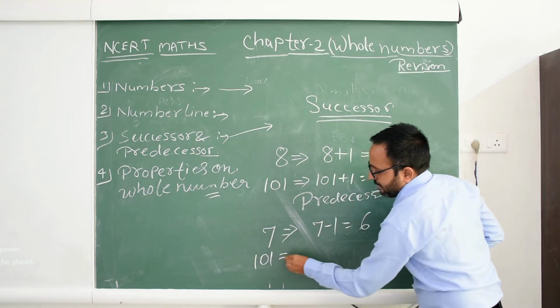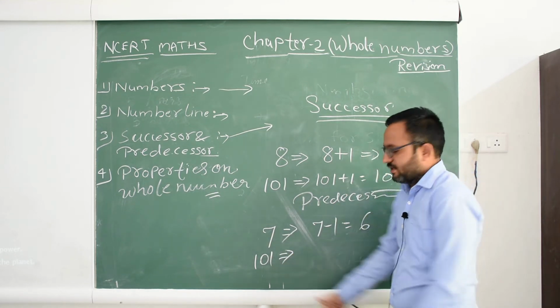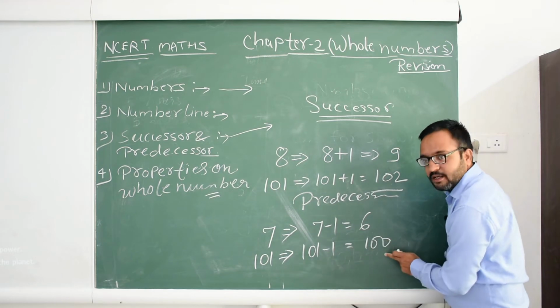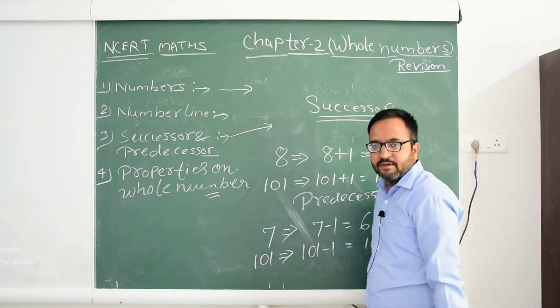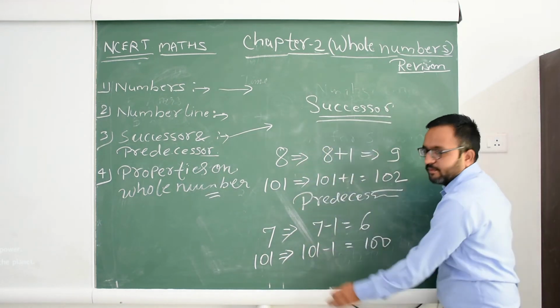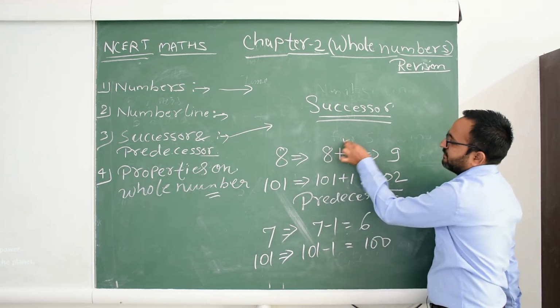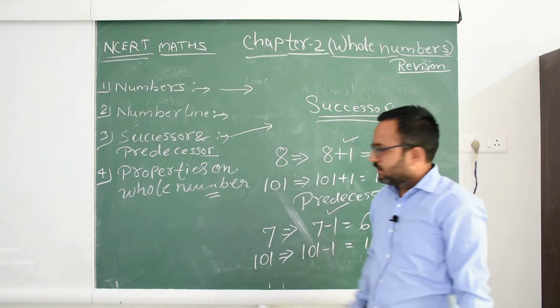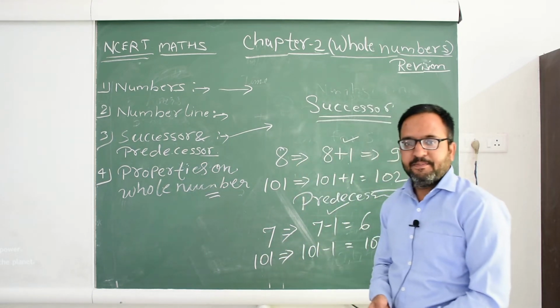Now 101. So 101 minus 1 means 100 is the predecessor of 101. So this is successor and predecessor. In the case of successor we add 1, and in the case of predecessor we subtract 1. So this is the concept of successor and predecessor.